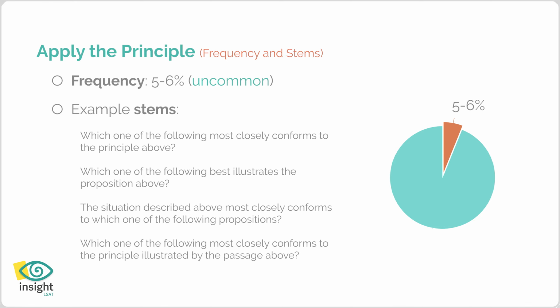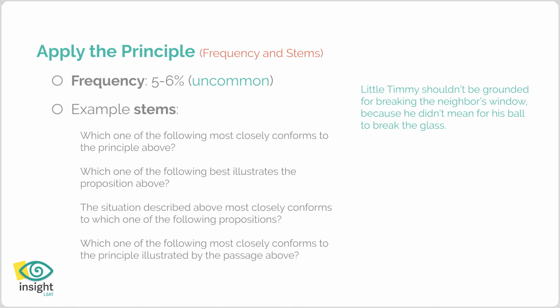Sometimes the principle is not directly stated, but you can sort of read it off of the situation in the passage. Then you have to pick an answer choice that seems to have a similar principle operating within it. So, for example, suppose your passage said something like, "Little Timmy shouldn't be grounded for breaking the neighbor's window because he didn't mean for his ball to break the glass." You can read a general principle off of that. It's something like, people shouldn't be punished for the bad consequences they did not intend.